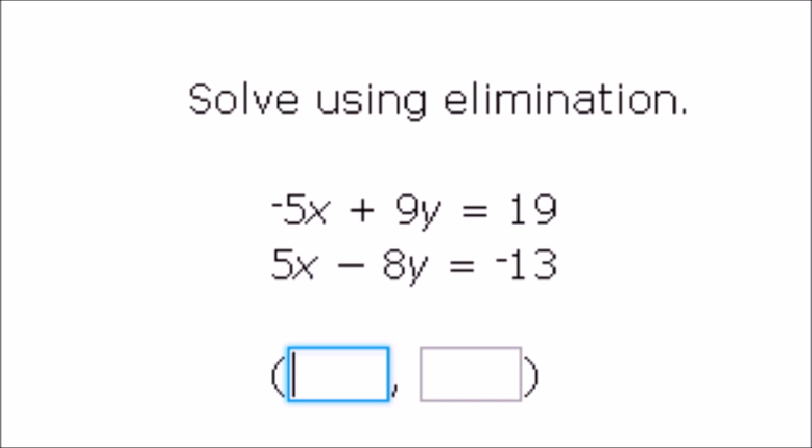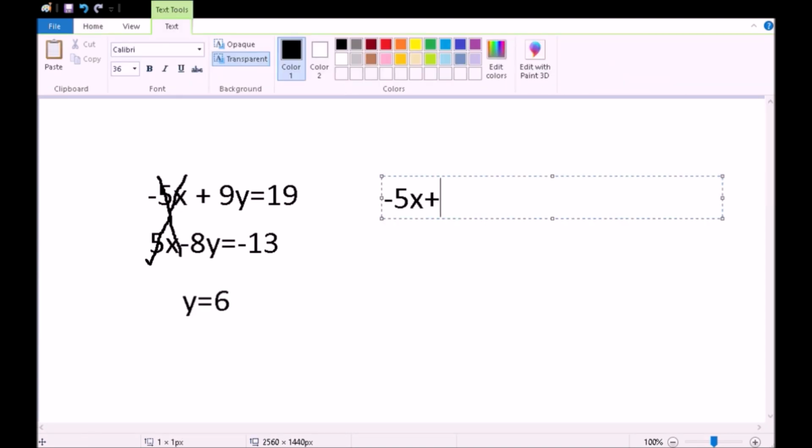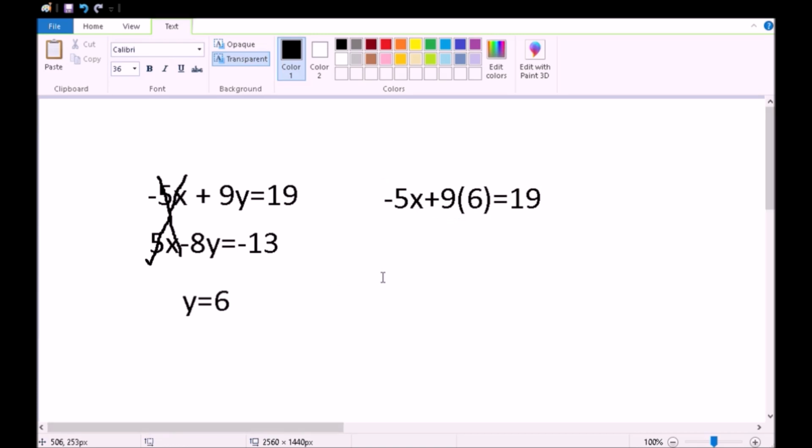It states negative 5x plus 9y equals 19 and 5x minus 8y equals negative 13. Negative 5x and 5x cancel out already, so you can add and it leaves you with y equals 6. Once you do that, you plug y equals 6 into one of the equations. I plugged it into negative 5x plus 9y equals 19.